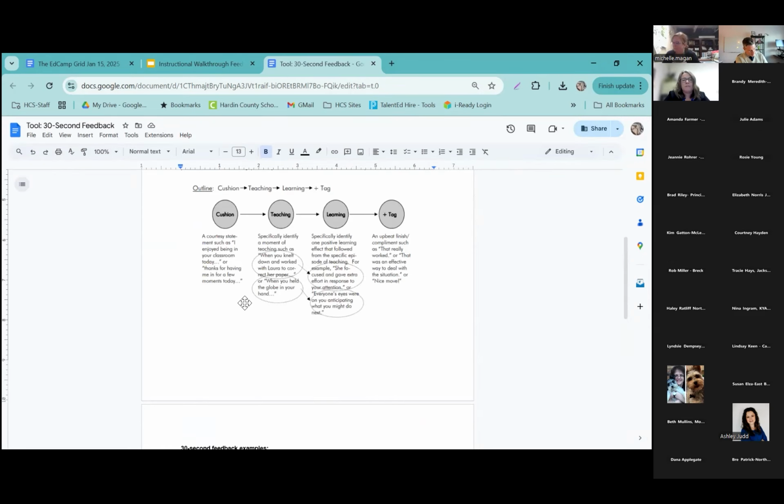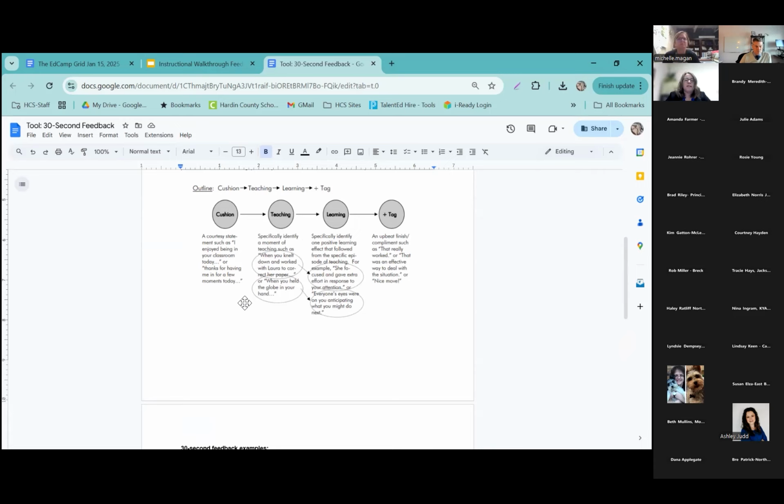So 30-second feedback always starts with a cushion. It's kind of got that sandwich method going on. It shouldn't take you more than 30 seconds to write it, which is why it's called this. It's supposed to be a quick, easy form of feedback. So you start with a cushion, and your cushion could always be the same: I enjoyed being in your classroom today, or thanks for having me in for a few minutes.